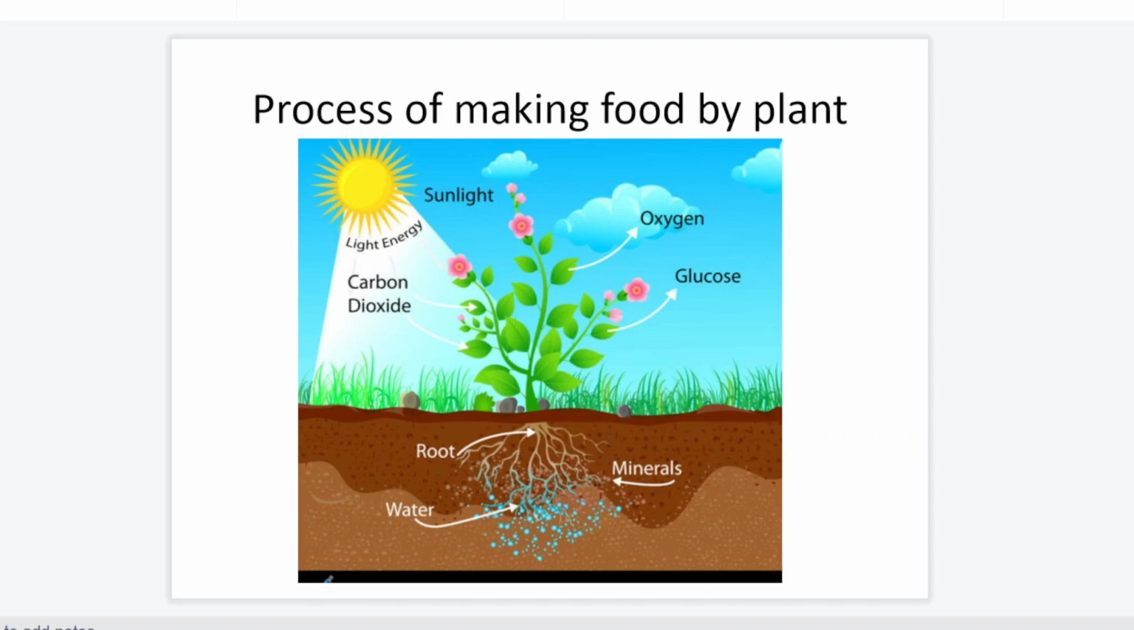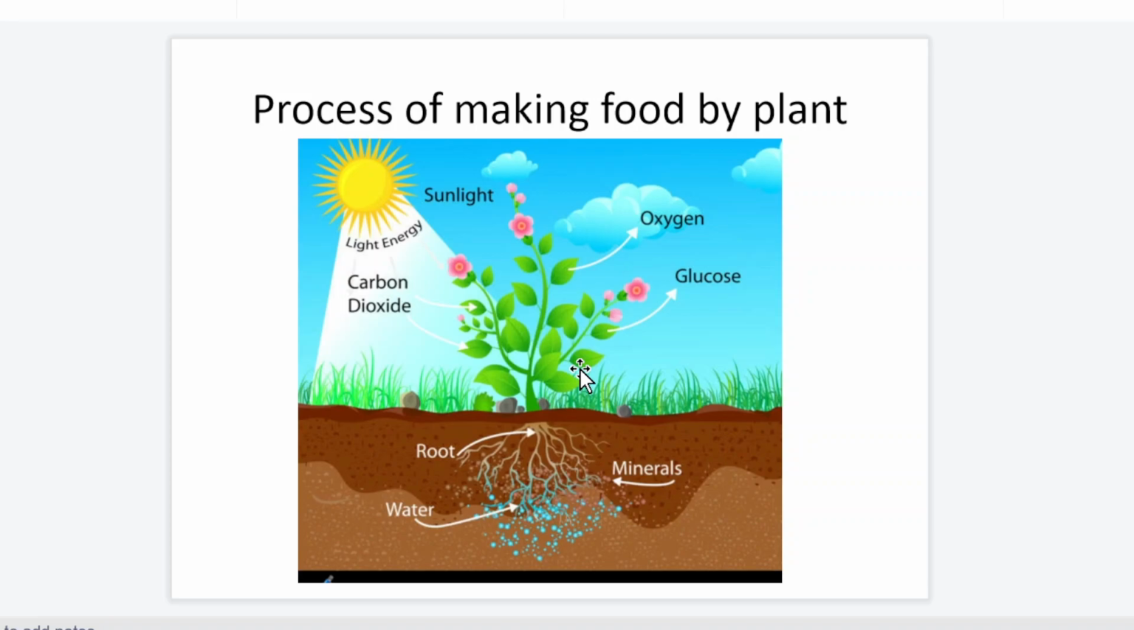We all know photosynthesis is a process by which plants produce their food. They take up water from their roots and take carbon dioxide from the atmosphere. In the presence of sunlight, they produce their organic food, which is glucose. As a byproduct, they release oxygen. It is the leaves of the plant that produce the food.